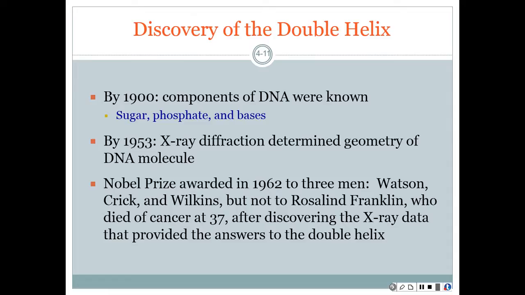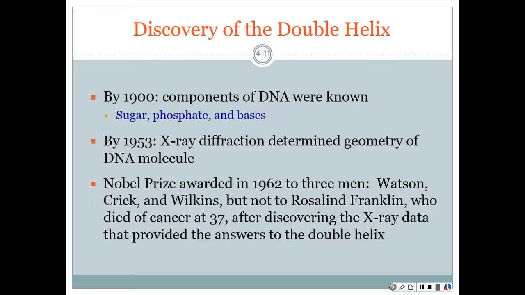Now, when we look at the discovery of the double helix, our DNA, there are three individuals that come into play: Watson, Crick, and Wilkins. Yes, four people, and of course, Franklin, Rosalind Franklin. Unfortunately, she was not awarded the Nobel Prize because they do not award it to individuals that have passed away.